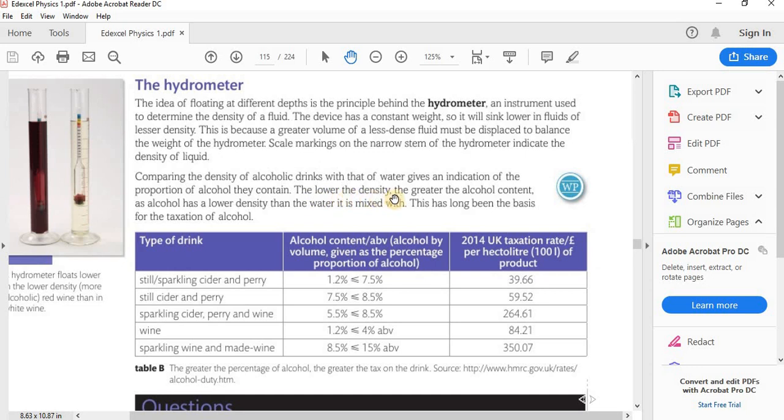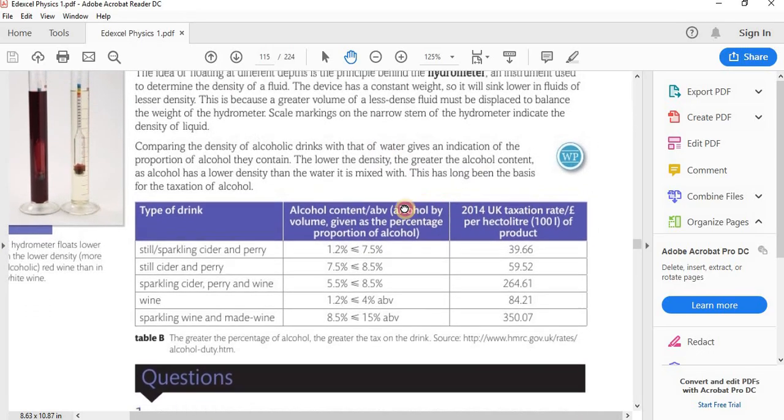Okay, the lower the density, the greater the alcohol content, as alcohol has a lower density than the water it is mixed with. So if you have alcohol and water, and you mix the two together, the greater the percentage of alcohol in the mixture, the lesser the density, because alcohol is less dense than water. This has long been the basis for the taxation of alcohol.